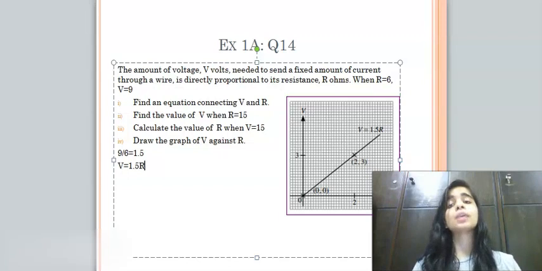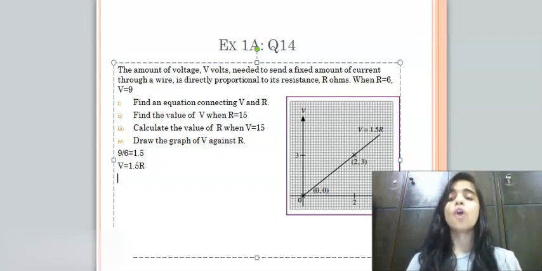Now let's do part 2. In part 2, we need to find the value of V when R is equal to 15. So we will put 15 in place of R. So 1.5 multiplied by 15. What is the answer? The answer is 22.5. So the value of V, the voltage, will be 22.5.